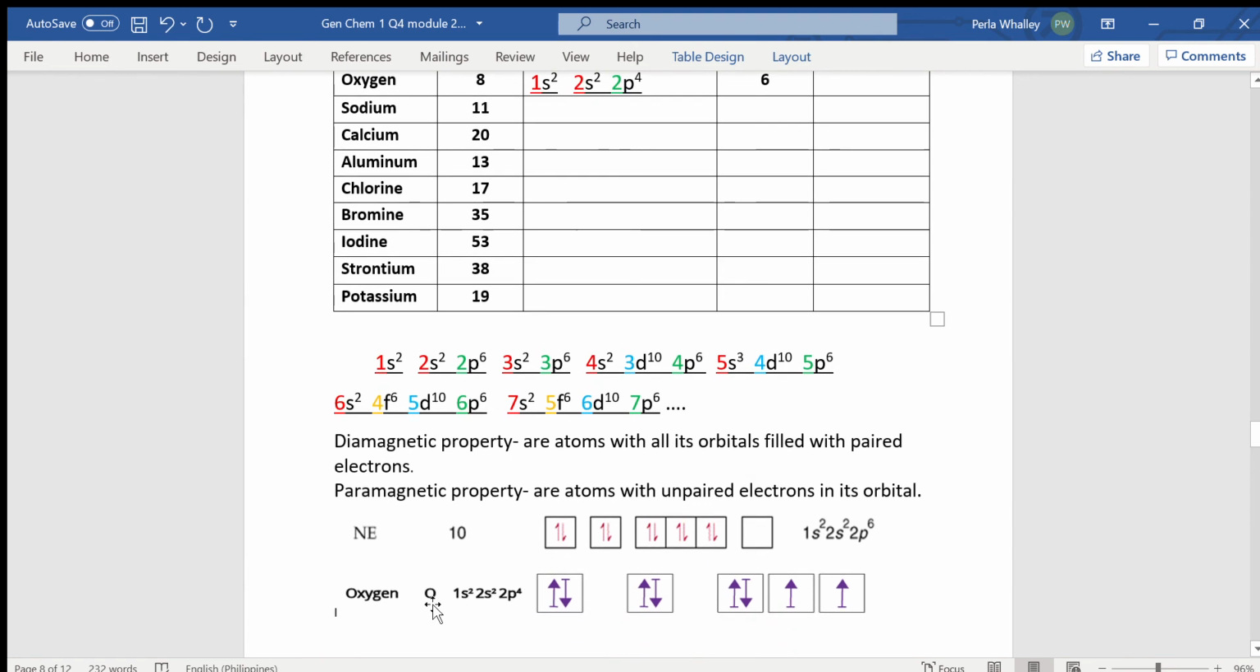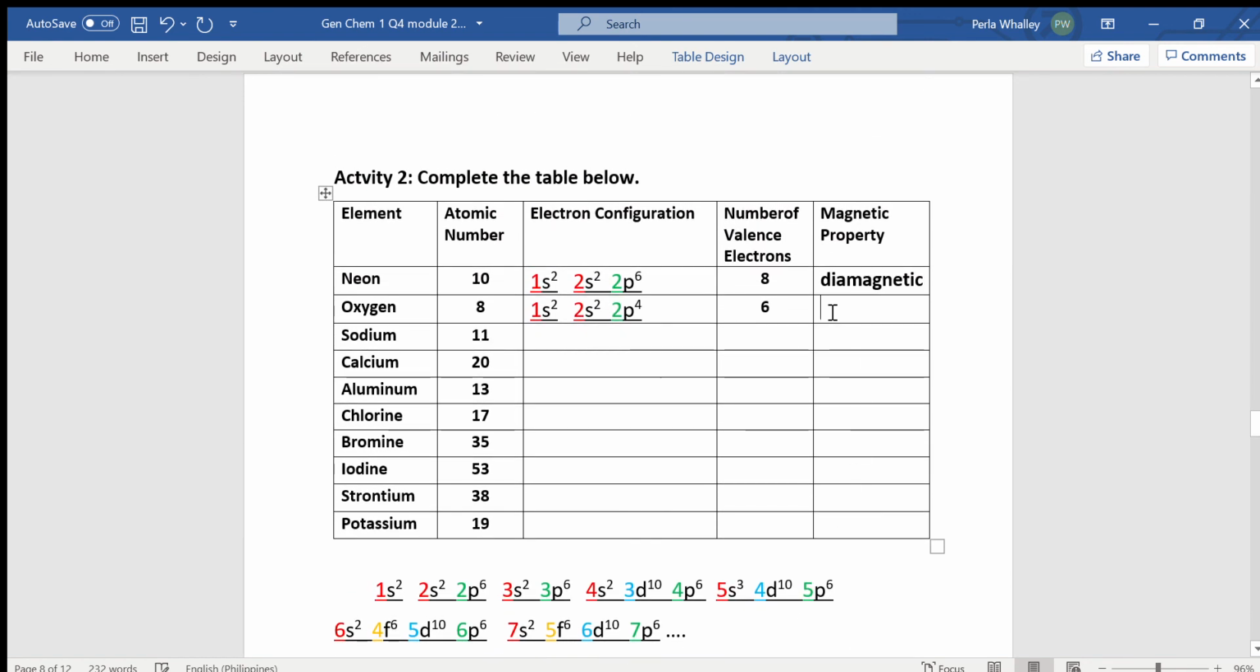Oxygen is this one here. 1s2, 2s2, and 2p4. So it will fill this up first in one direction. 1, 2, 3. And then because there are 4 electrons, there is an extra electron, so it will come back here and pair. That means this one here is the last electron to get inside the orbital. So there are unpaired electrons. If there are unpaired electrons, it would be what? Paramagnetic.